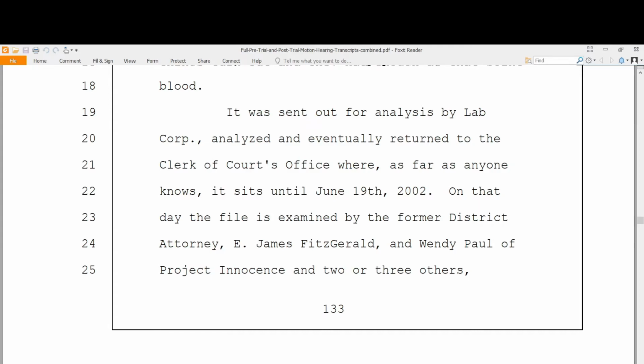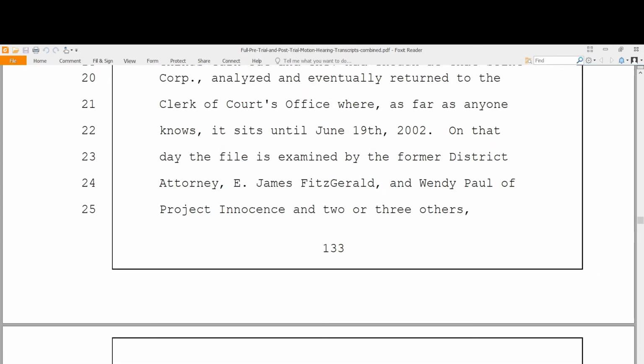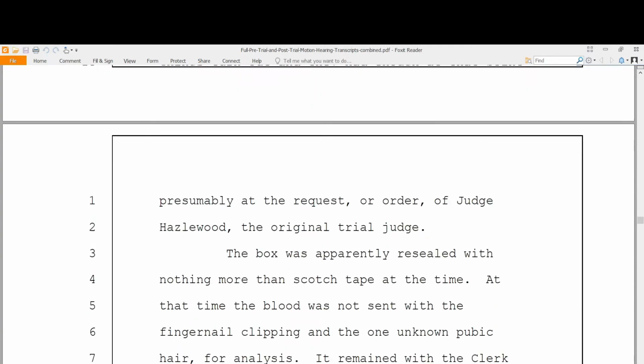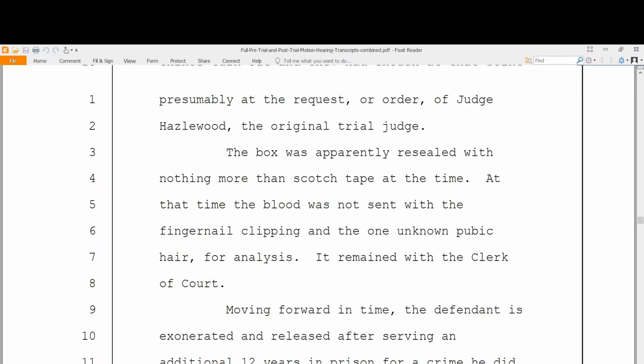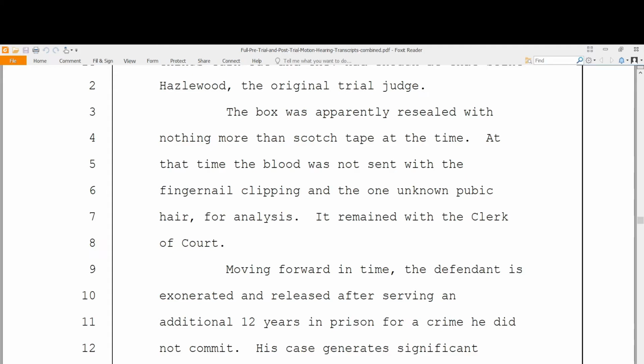On that day, the file is examined by former District Attorney E. James Fitzgerald and Wendy Paul of the Innocence Project and 2 or 3 others, presumably at the request or order of Judge Hazelwood, the original trial judge. The box was apparently resealed with nothing more than Scotch tape at the time. At the time, the blood was not sent with the fingernail clippings and the one unknown pubic hair for analysis. It remained with the clerk of court.